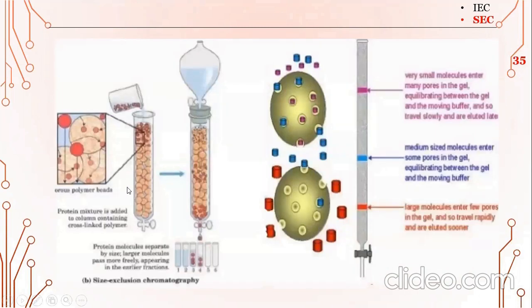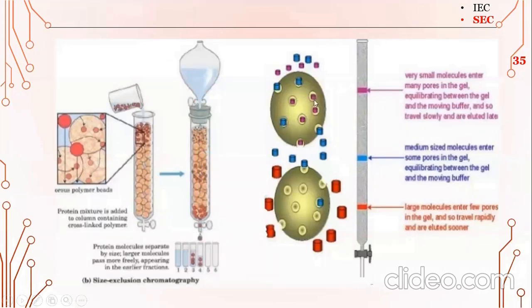If you can see this, this is size exclusion chromatography. This is the bed, the beads within the column, and this is the sample. After the sample, the solvent is loaded, and this goes through the column, the stationary phase, and the molecules elute out at different time periods.